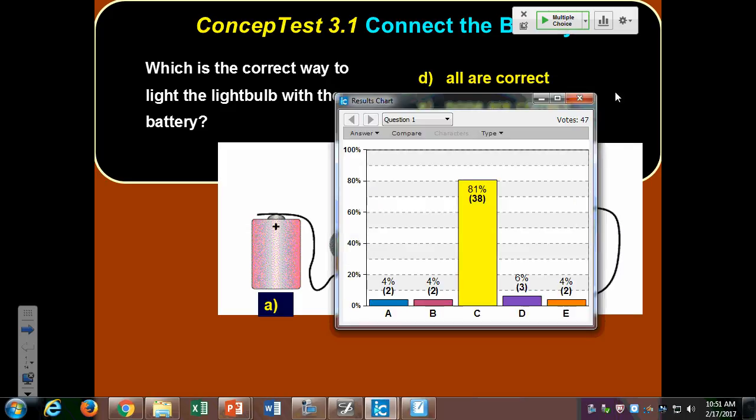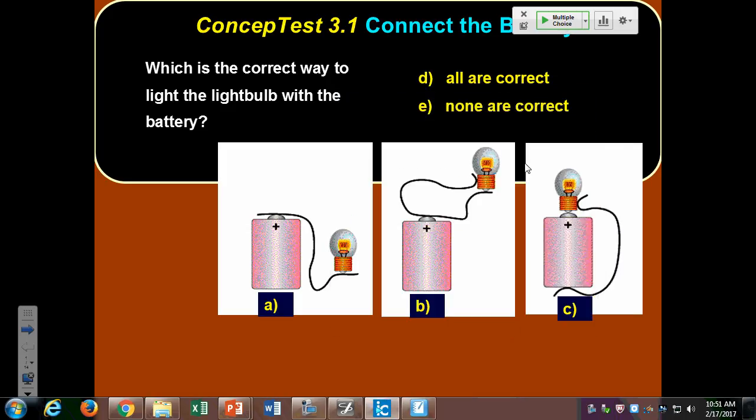Okay, good. C is right. In order to have a circuit, you have to have a complete circuit. So electrons, or protons, we plan on will flow in this direction through that circuit. And you don't have a complete circuit in the others.